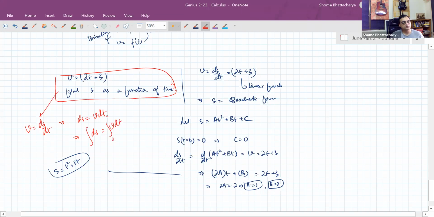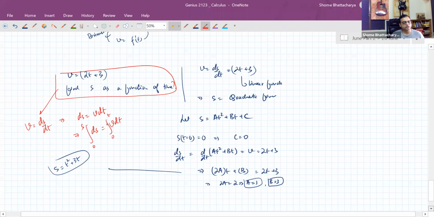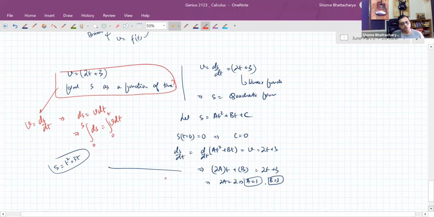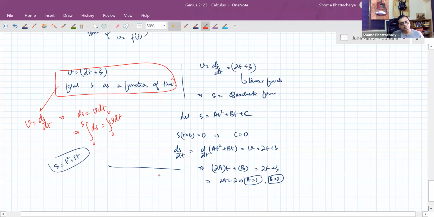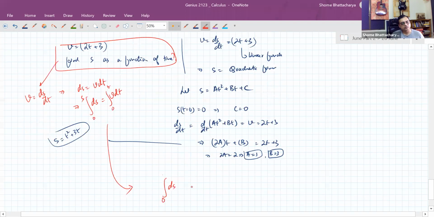So from 0 to some time t, the distance is changing from 0 to s. So we will substitute this now. The integration of ds will be s, and in place of v we will substitute the given function, which is 2t plus 3 dt, from 0 to t. So s with the limits s equal to 0 to s equal to s.